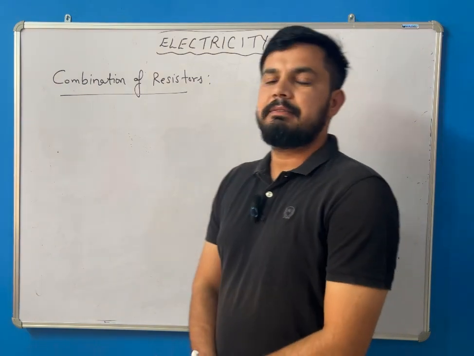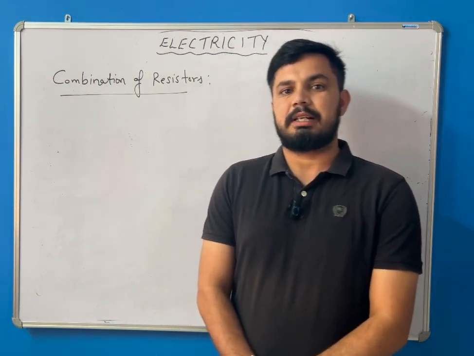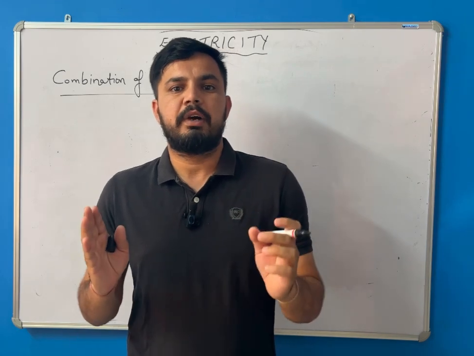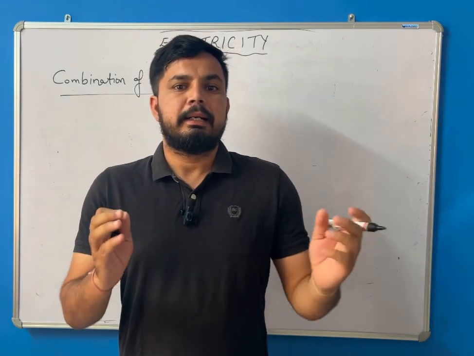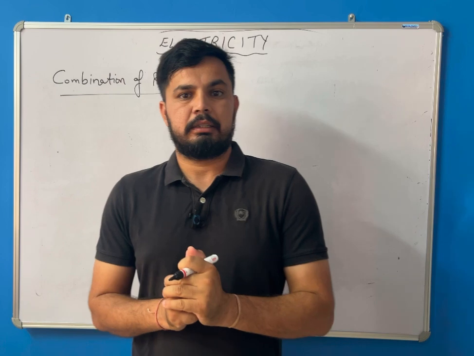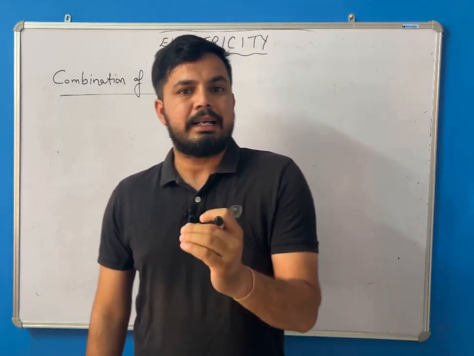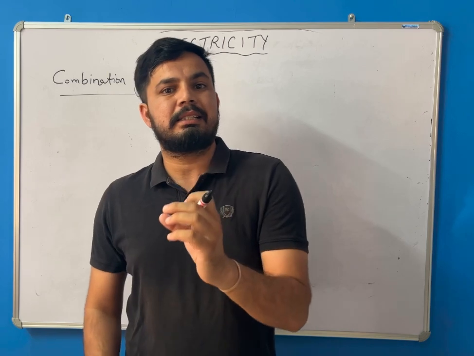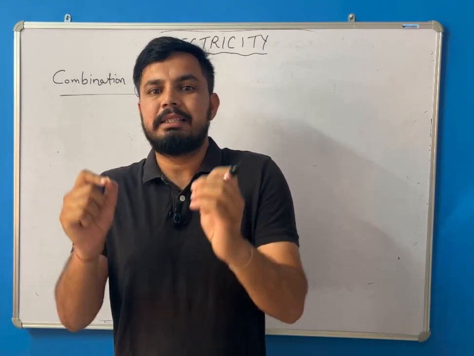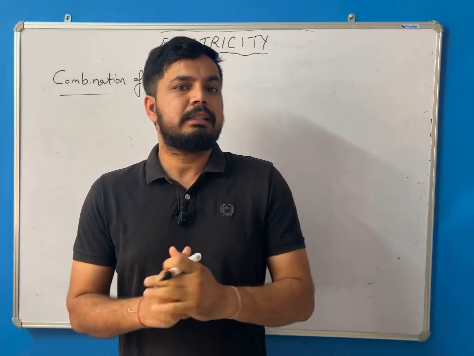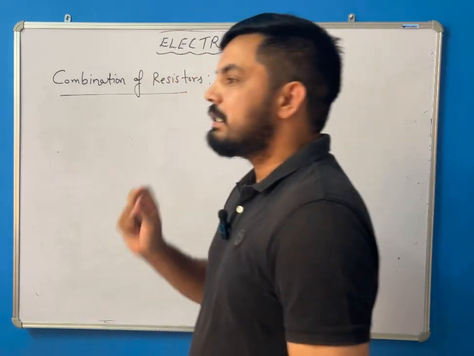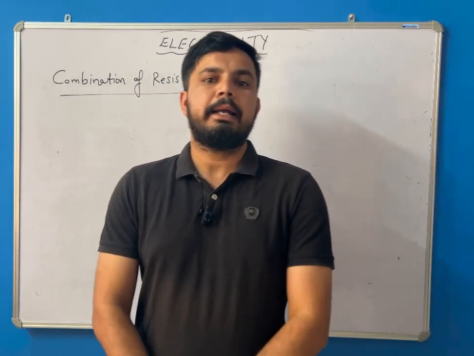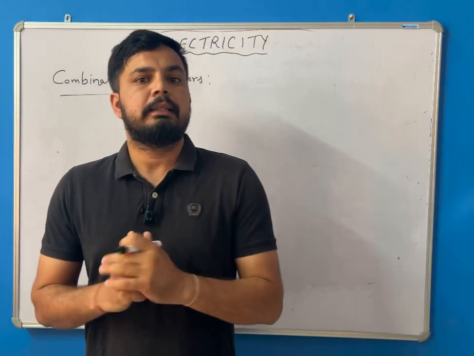In the last class, we already discussed resistance. Resistance is what? Resistance is the opposition offered to electric current when it flows inside the conductor. So in today's class, we will discuss how we combine these resistors in an electric circuit, right? Basically, there are two ways to combine resistors in an electric circuit.